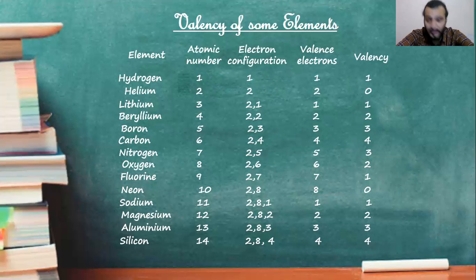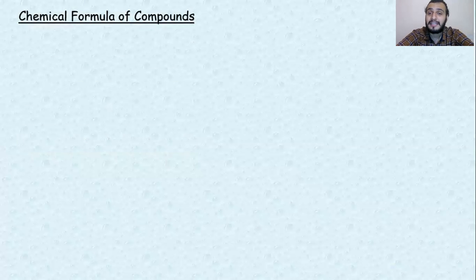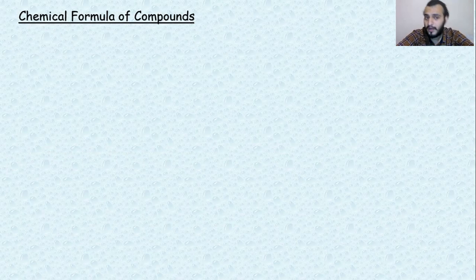Okay. So now as we know how to find valency, let's try and find out how to write the chemical formula of compounds. Because for writing chemical formulas, we will require valency. Okay, let's proceed ahead and see how to write the chemical formulas.